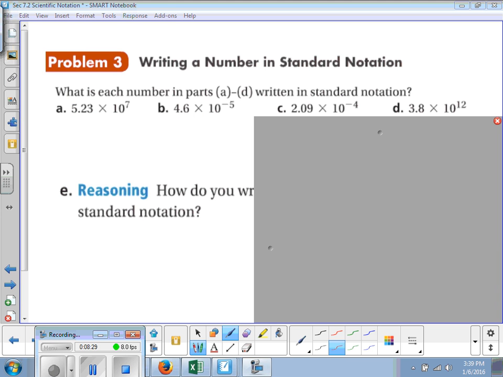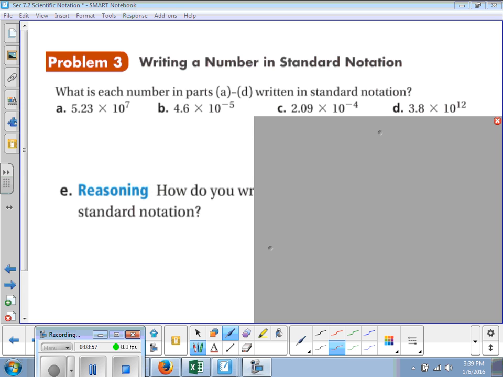Problem 3 is writing a number in standard notation. Now, we just did standard to scientific. Now we're doing scientific to standard. So the moving is going to be in the opposite direction. Here we want to know what is each number written in standard form.